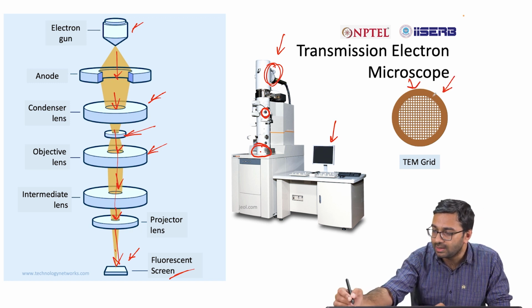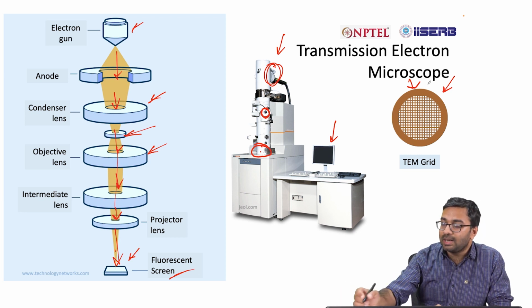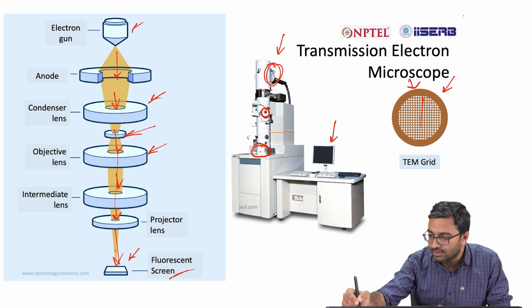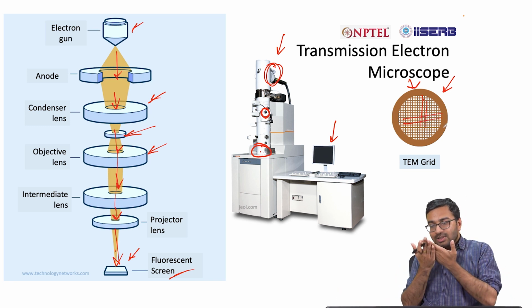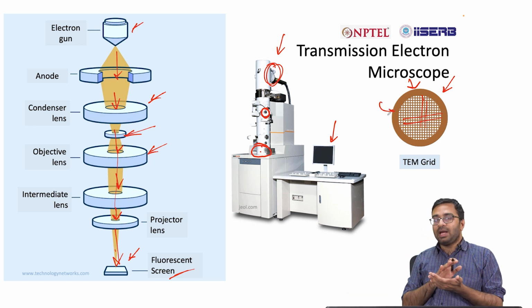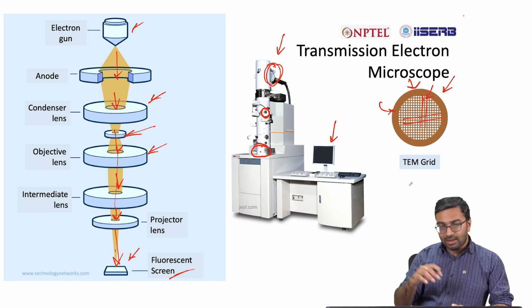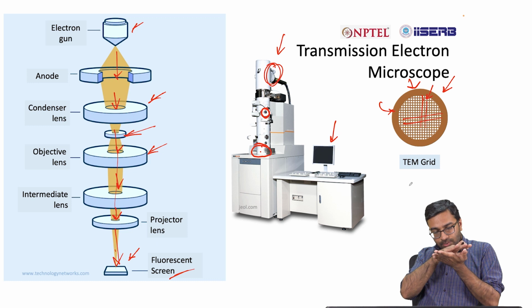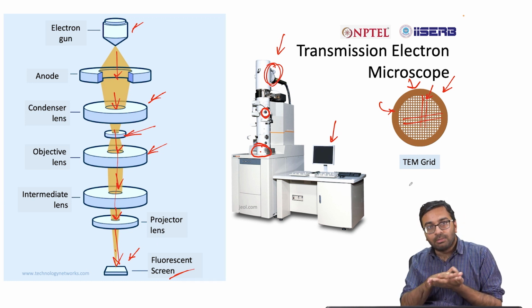A grid looks like this, which is made of copper or nickel, and it has a mesh like this, as you can see over here, and then there is a transparent carbon film beneath this mesh. So you will find TEM grids with different mesh sizes, and you will find TEM grids with a transparent carbon layer beneath, and without a transparent carbon layer.